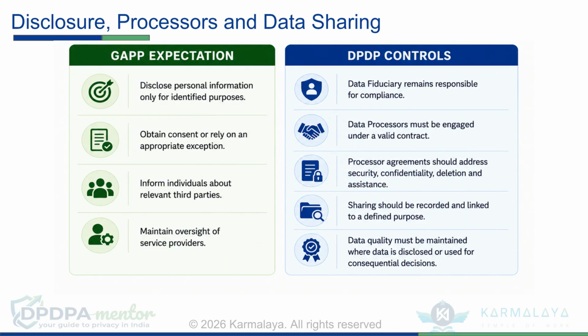An organization should therefore conduct processor due diligence and include privacy and security obligations in contracts. A strong processor management program should include a processor register, data flow mapping, security assessment, breach escalation requirements, subcontractor restrictions, deletion obligations, and audit or assurance rights. This is an important area where GAPP's third-party disclosure principle and DPDP's fiduciary accountability work well together.